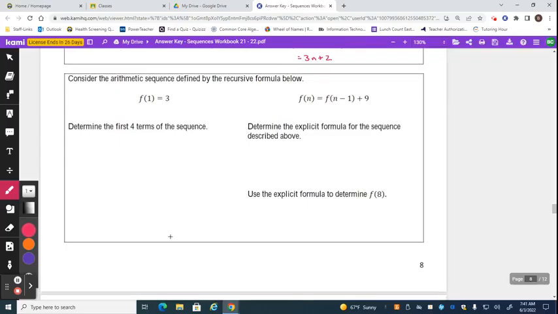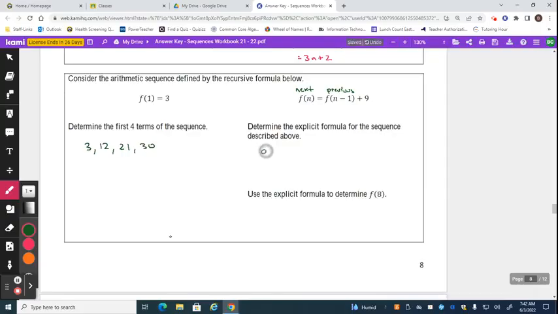All right, so consider the arithmetic sequence defined by the recursive formula below. F of 1 equals 3. F of n equals f of n minus 1 plus 9. So if you think about what we're looking at here, the next term is equal to the previous term plus 9. So 3, 12, 21, 30. Those would be our first 4 terms.